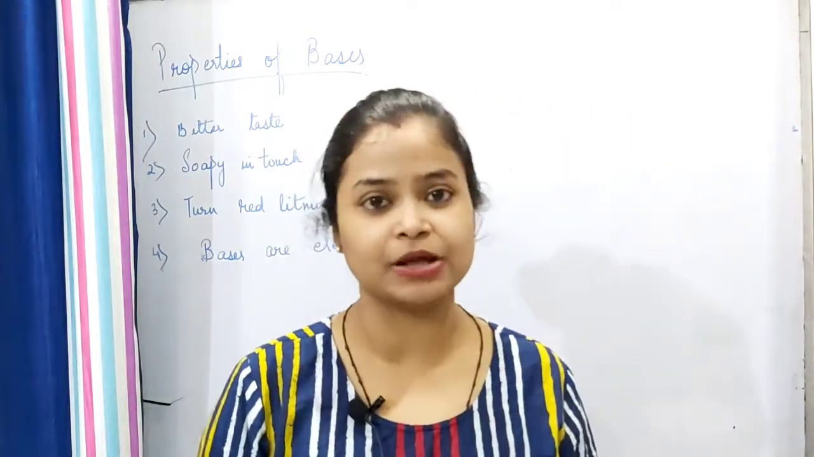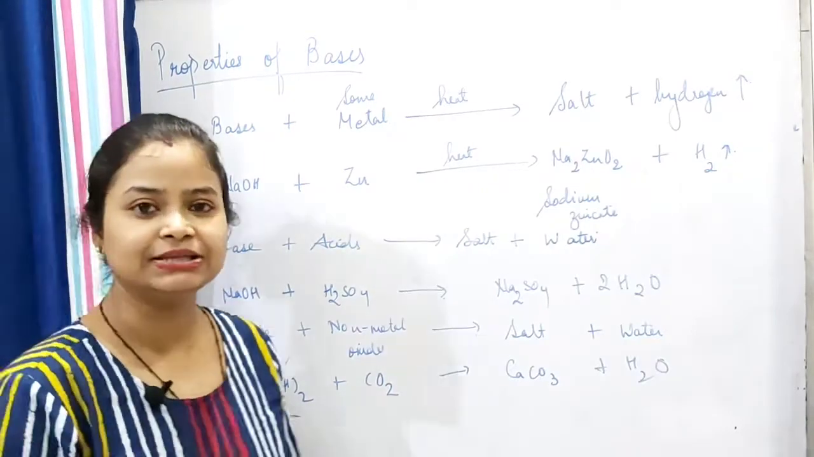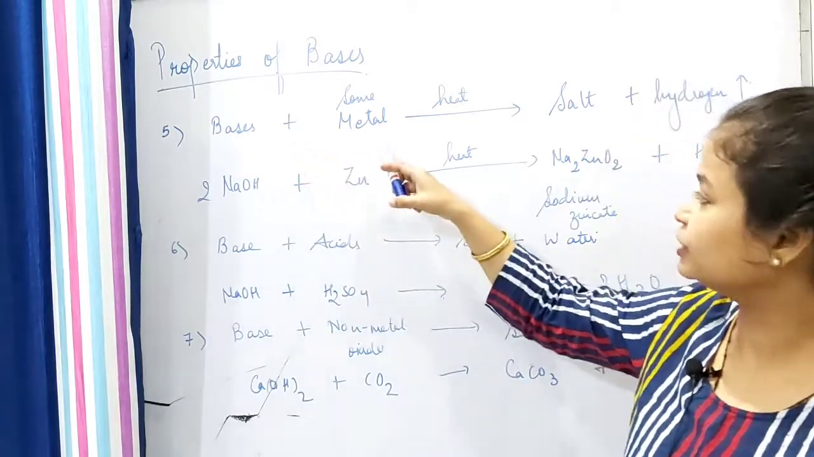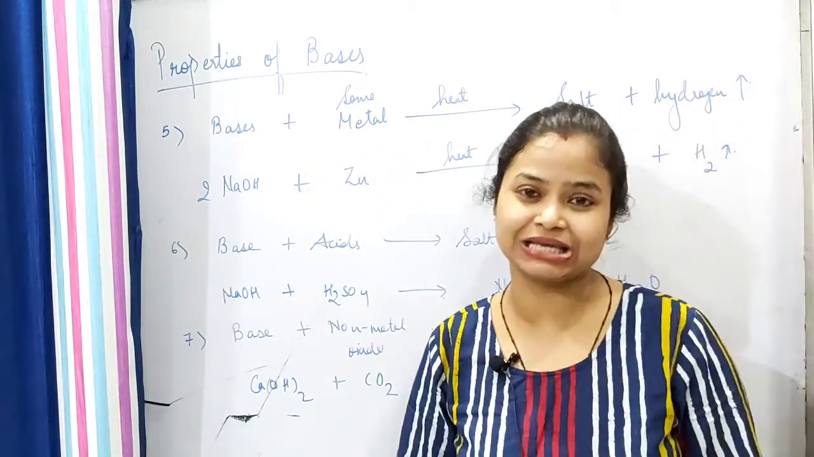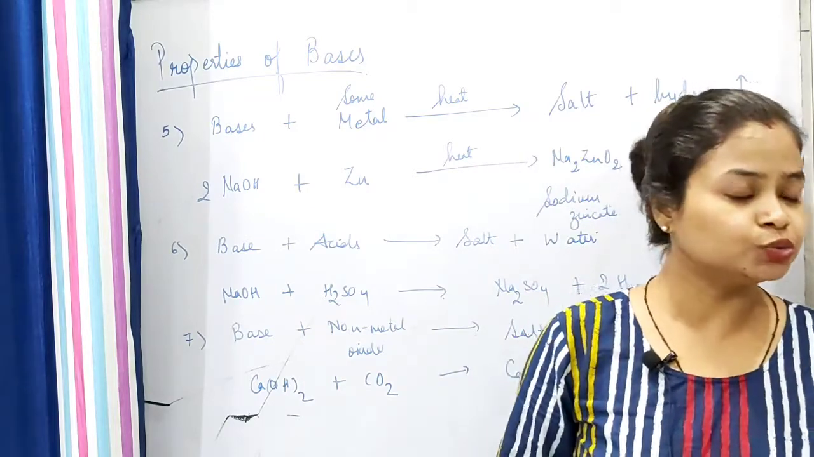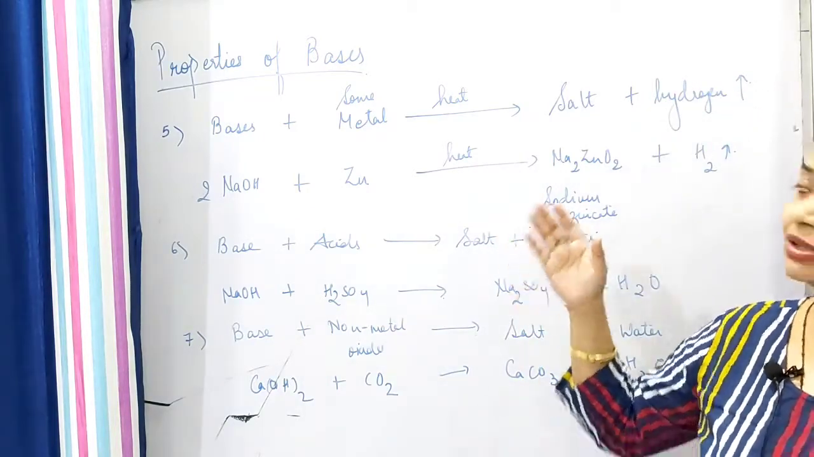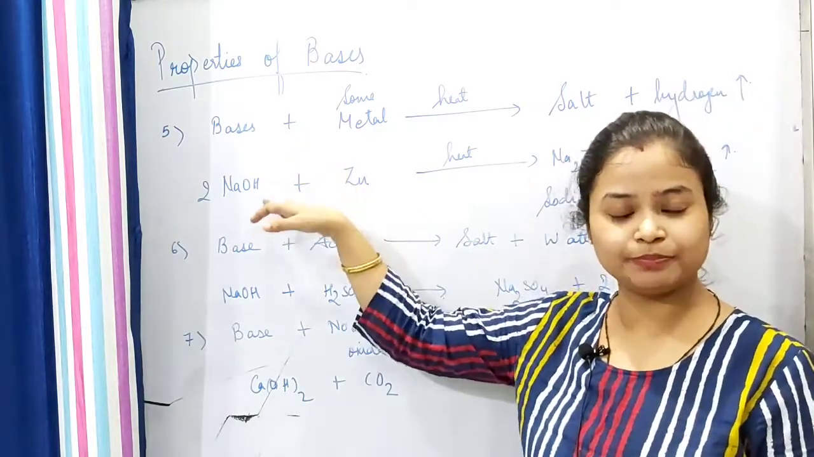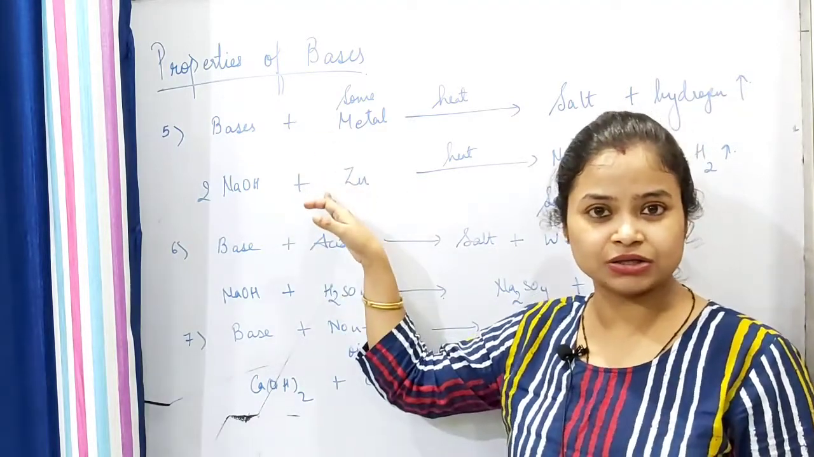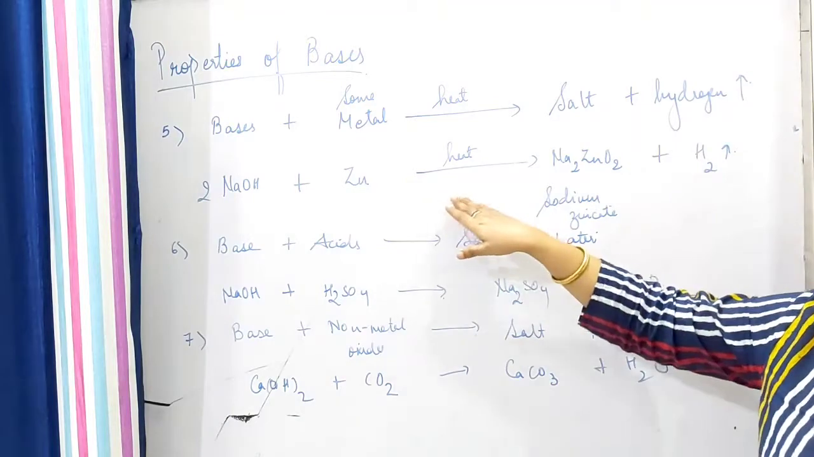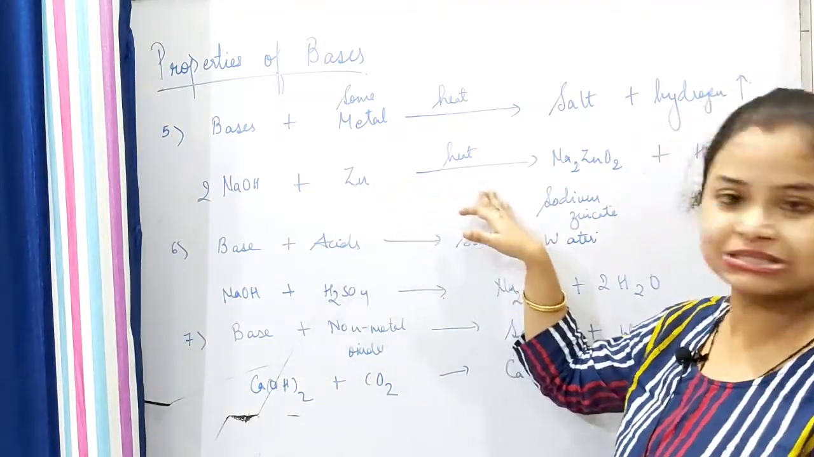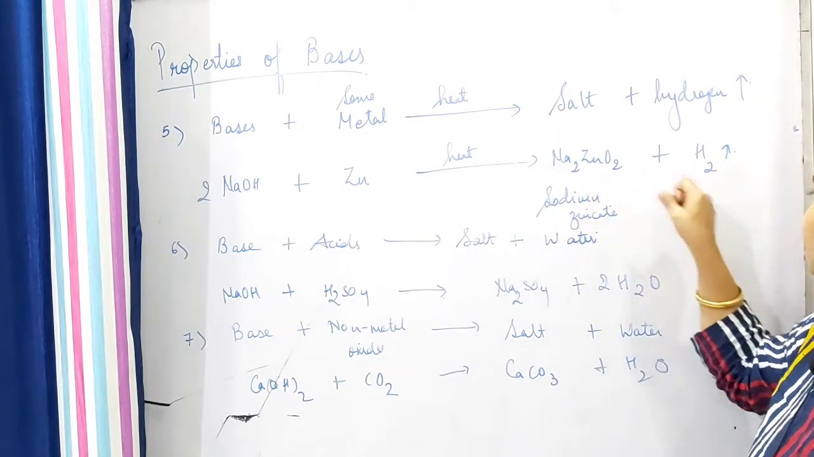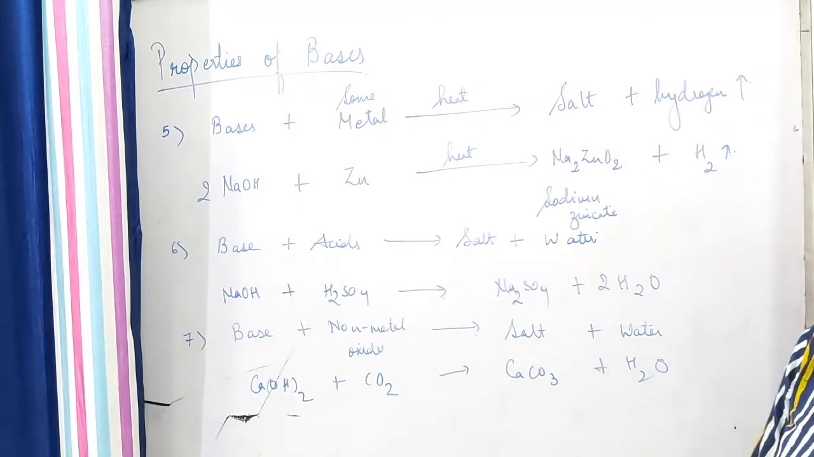Now let's see the chemical properties of bases. First one, bases have the tendency to react with a few metals like zinc and aluminium to form their salts along with the liberation of hydrogen gas. We have taken one example here, the base NaOH and the metal zinc. When NaOH and zinc are heated, they give the salt sodium zincate, Na2ZnO2, along with the liberation of hydrogen gas.